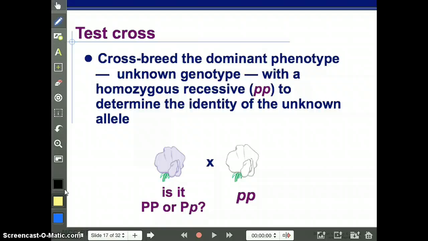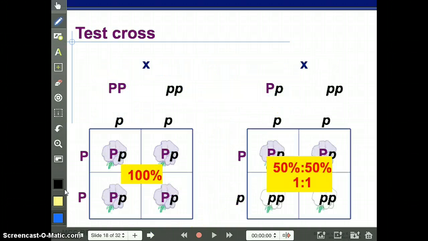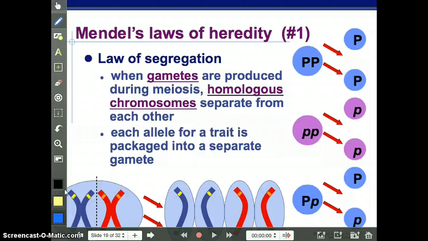I cross it with one that I know is recessive, and being that I know it is recessive, if I have any offspring in the F1 that show up as being white, then that tells me that I have a heterozygous individual. However, if they all show up purple, that tells me that this purple flower was homozygous dominant for the trait. So there you go. I have 100% purple or 50% white and purple.